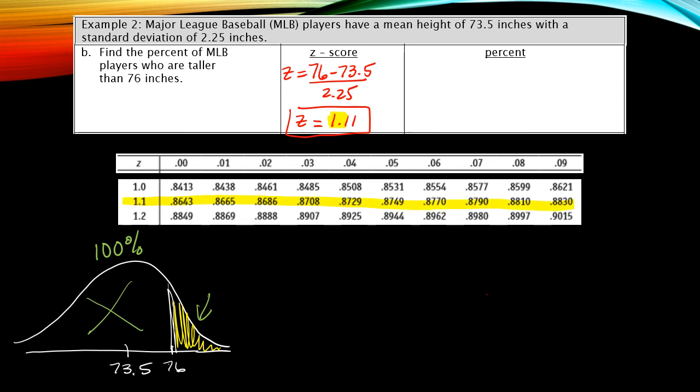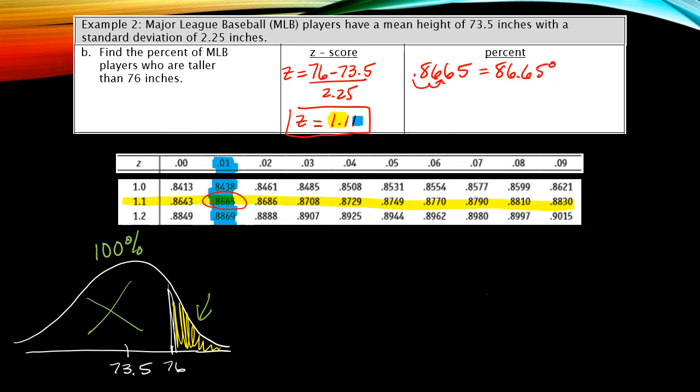And then my second number is also 1, so I'm going to find 0.01 at the top, and then I'm going to highlight everything going down. And then the part where they overlap, which says 0.8665, that's going to be my decimal. Now I'm going to take that and change it into a percent. So I move the decimal over twice, and I have 86.65%.